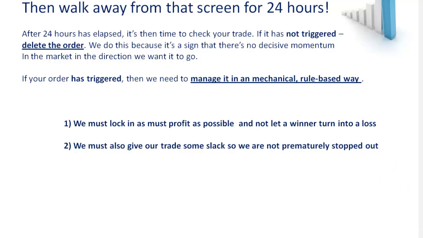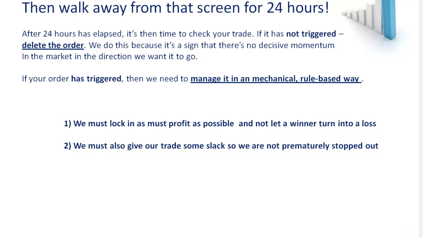Now what we do is we walk away from the screen. For 24 hours, we don't even want to look at it. 24 hours later, look at the broker platform. If we've been triggered into the trade, great. What we do then is we simply manage it accordingly. If we haven't been triggered into the trade, then we delete the order.